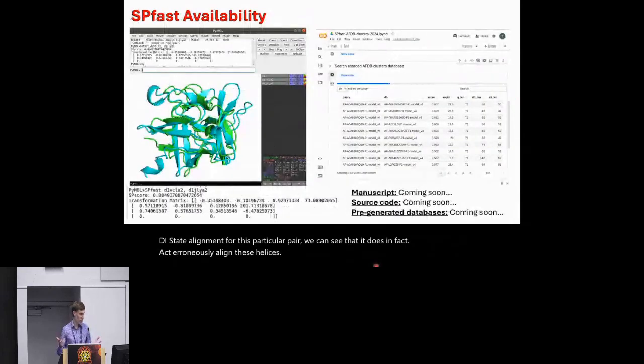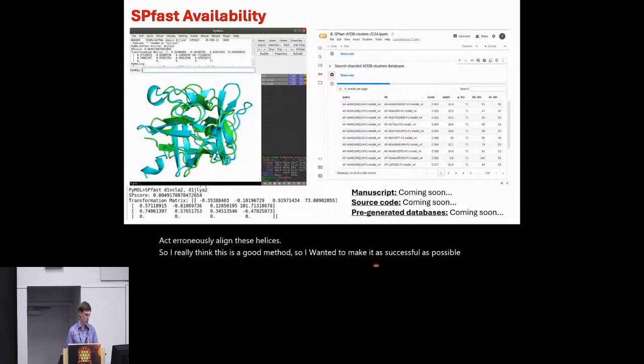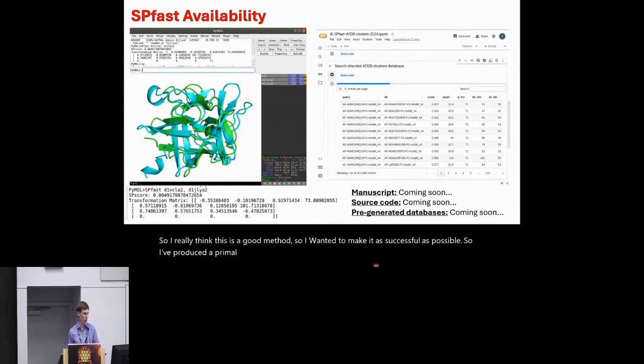So I really think this is a good method, and I wanted to make it as accessible as possible. So I've produced a PyMol plugin as well as a Colab notebook to enable high throughput search with one click. And these will be publicly available imminently after I return to Australia.